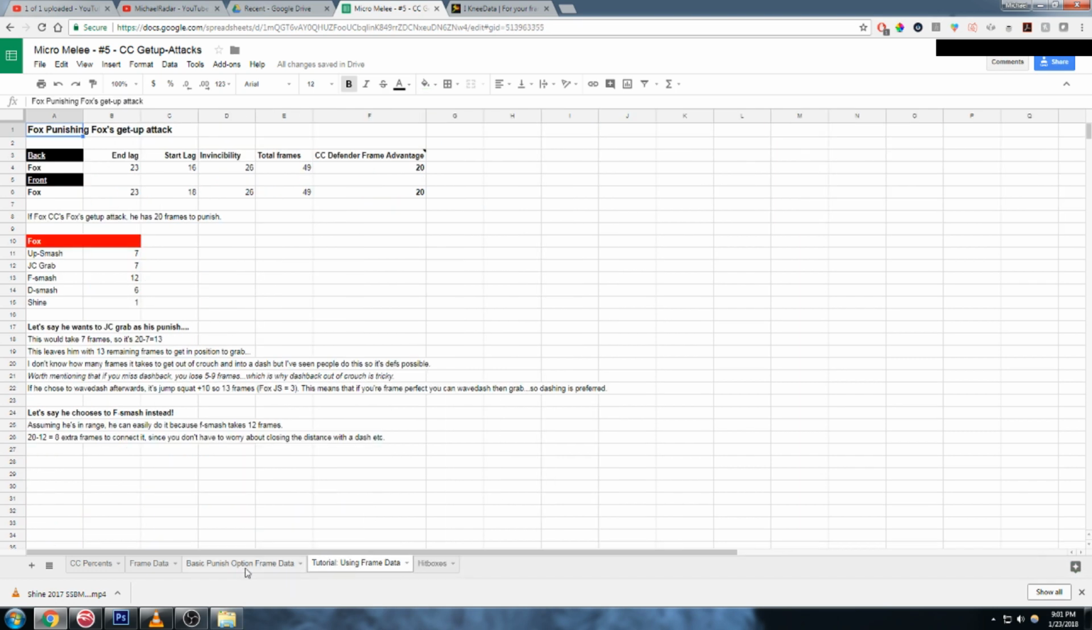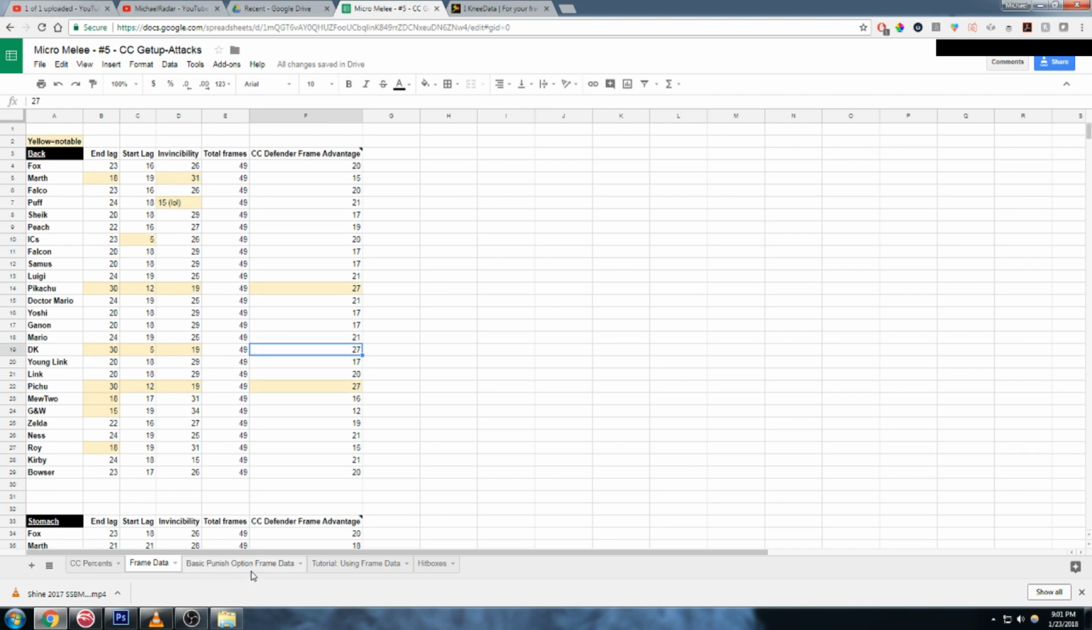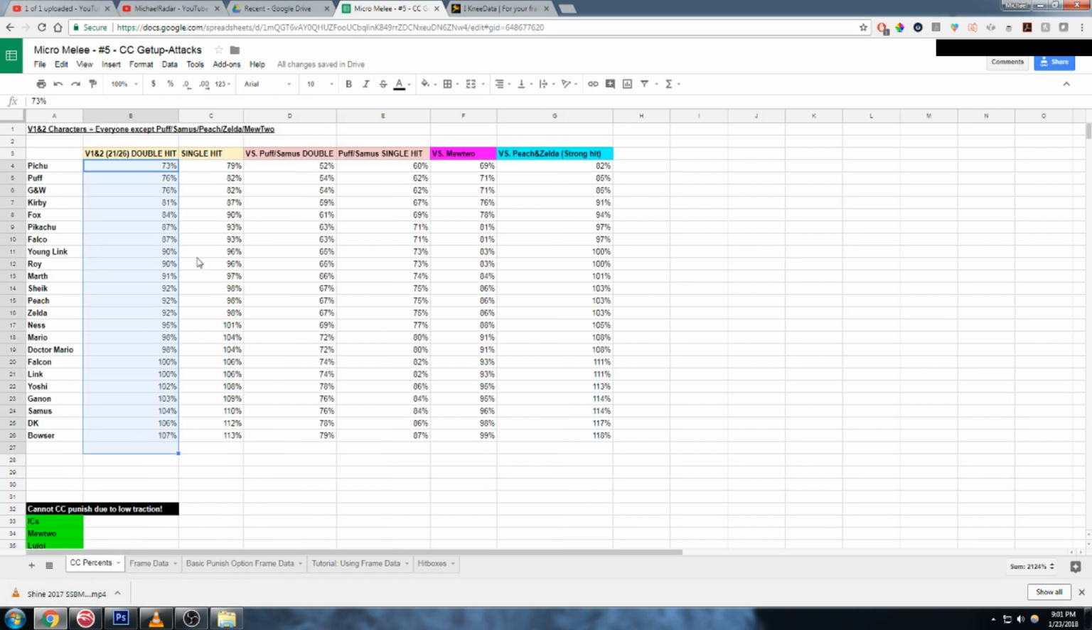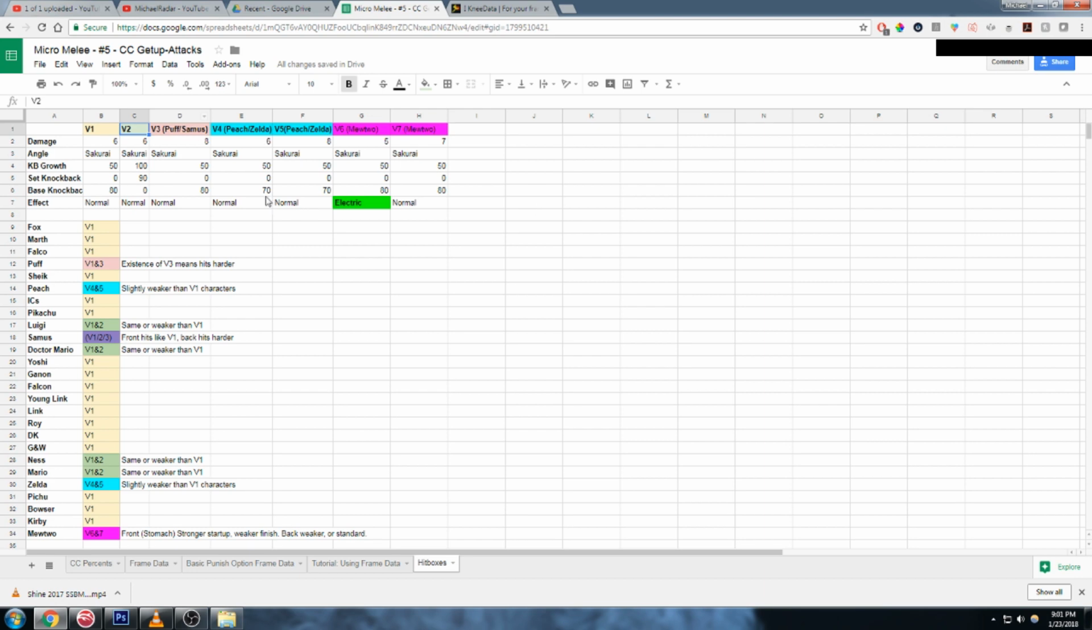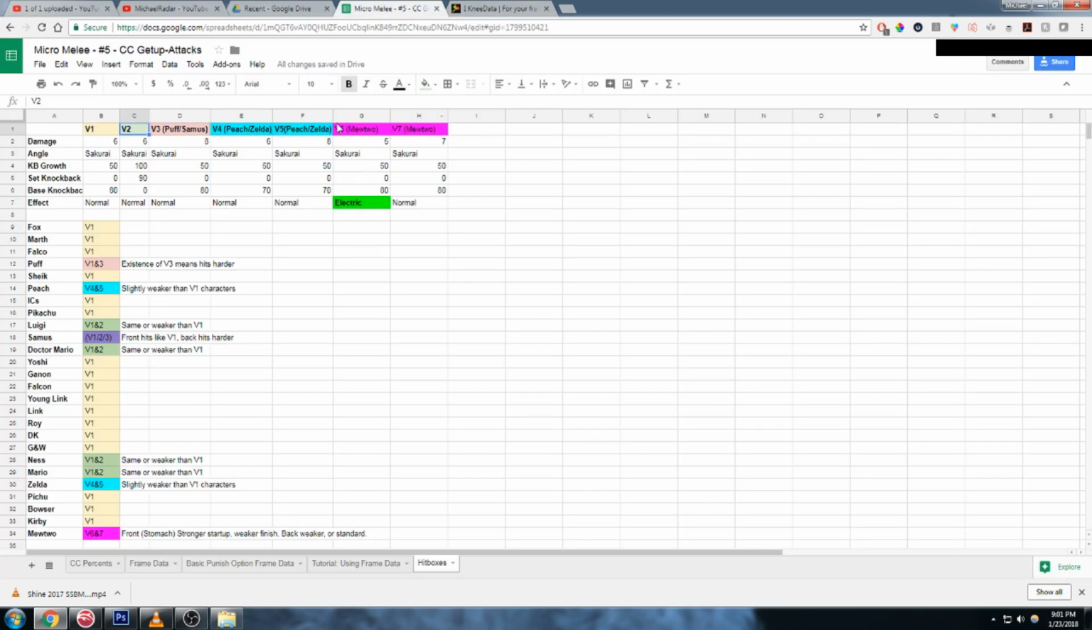This was most of the stuff in the frame data in here besides this tab. I had to calculate the defender frame advantage. I had to find all of these frame things. This was accessible, but all these percents were found by me, hitboxes, etc. I collected all the testing. I did a lot of in-game testing, and I hope it paid off.